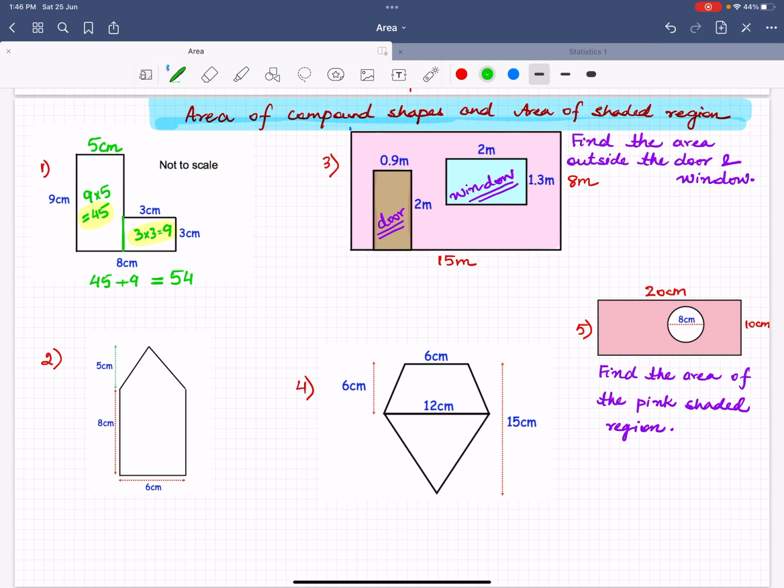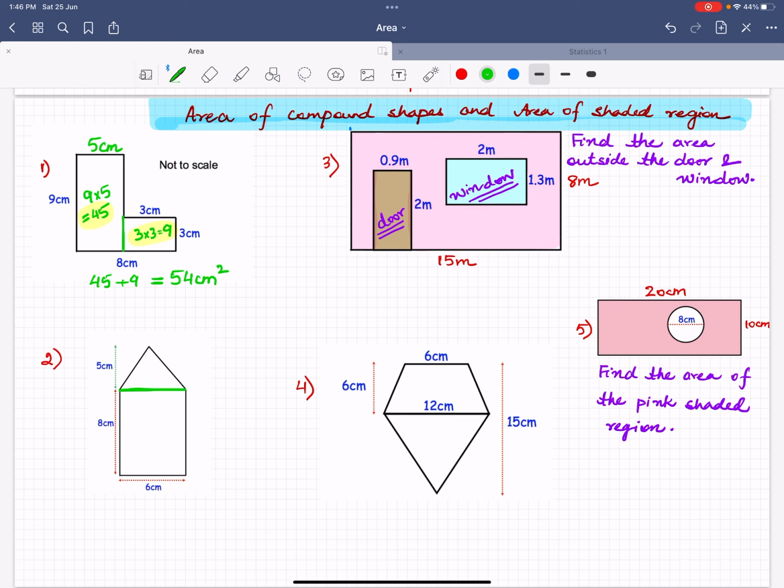Let's move on to question number 2. In question number 2, we have a triangle and a rectangle. So let's divide the shape. Let's find the area of the rectangle. Area of rectangle is length times breadth. Therefore, the area is 8 into 6, and that is equal to 48 square centimeters.